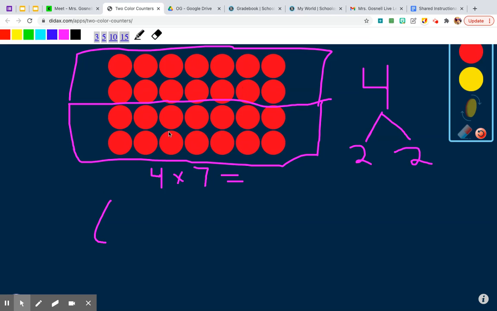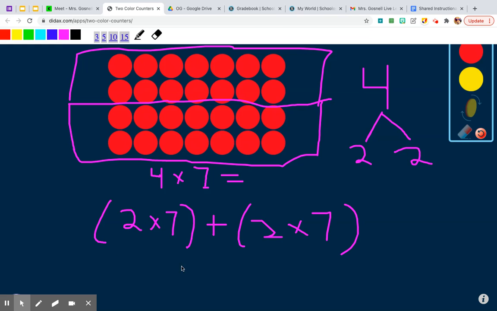I'm going to do the top one first. 2 rows of 7. Notice how my 2 represents my rows. This 7 still represents those columns. That did not change. Remember, distributive property only allows me to decompose one factor. I'm going to put that plus sign because I have to add it back together to get my final product. All right, now since 4 is an even number, that pretty much leaves me with my bottom array being also 2 times 7.